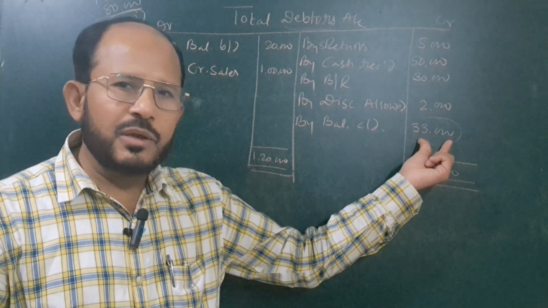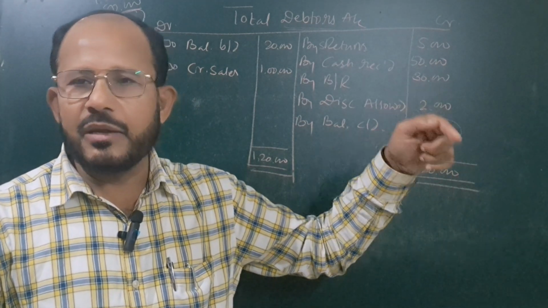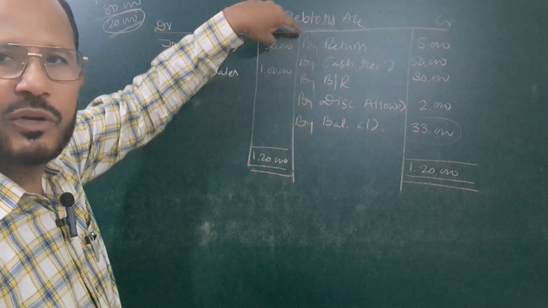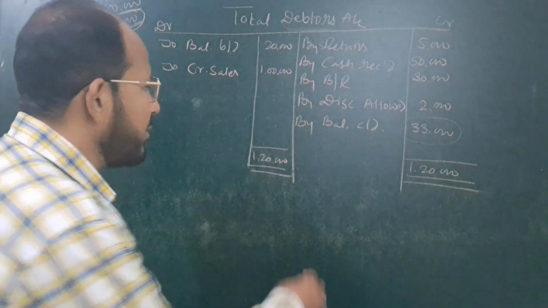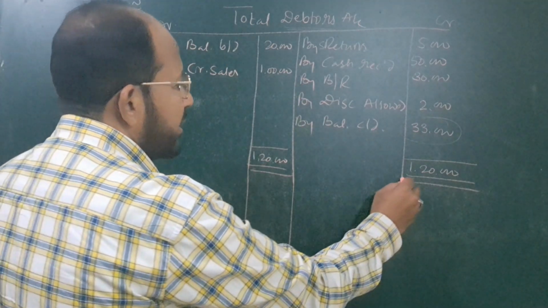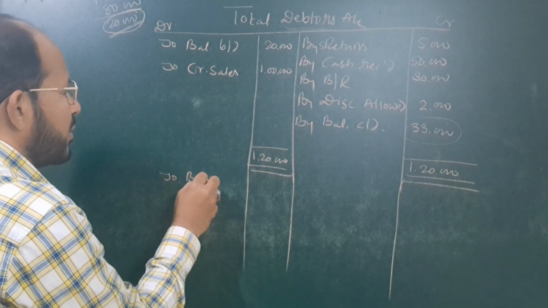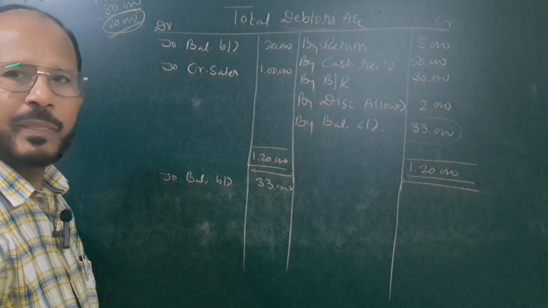This amount will be taken as the opening value or the opening balance in the next year's debtors account. Just like rupees 20,000 which were taken, previous year's figure has come here. In the similar way, this rupees 33,000 is to be taken next year as balance brought down. To balance brought down, we will take rupees 33,000 in the next year.